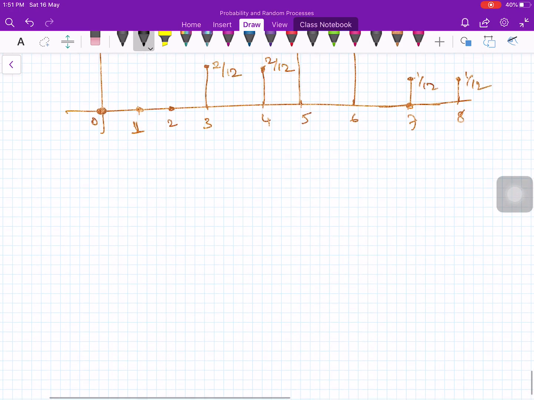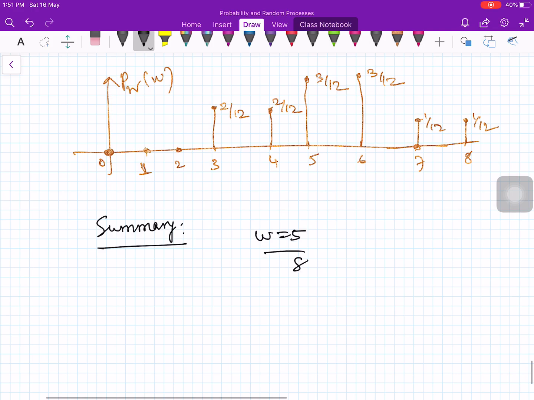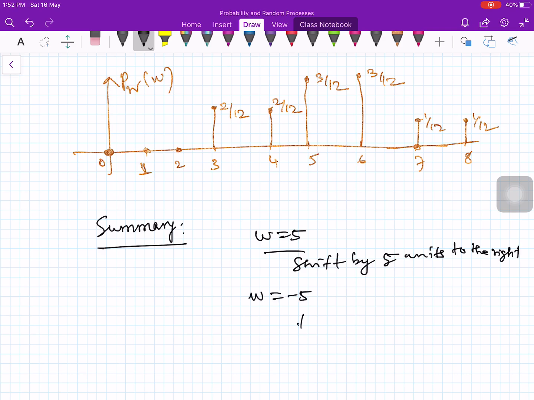So the summary is as follows. The summary of this mechanics, just what we did, is that you take two PMFs and put them on top of each other. You take the PMF of y or x, you flip it, and for any particular w that you are interested in, you take this flipped PMF and shift it by an amount of w. When w equals 5, then shift by 5 units to the right. When w equals minus 5, shift 5 units to the left. That's it. Given this particular shift for a particular value of w, you cross multiply the terms and then accumulate them and add them together.